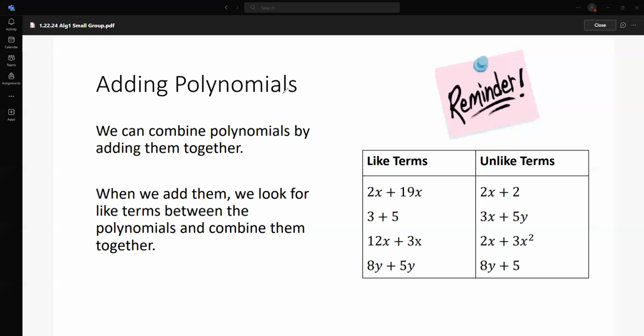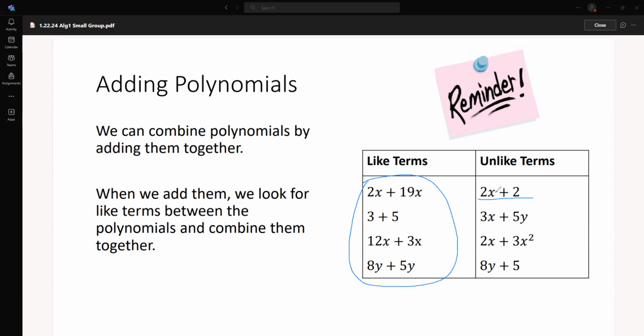Hello guys, today we're going to be talking about adding polynomials. So when we add polynomials, we are trying to look for like terms between each value. Like terms are terms in this type of fashion: 2x plus 19x, 3 plus 5, 12x plus 3x, 8y plus 5y. Unlike terms are terms that are not formatted the same.